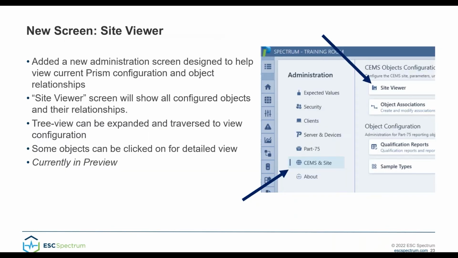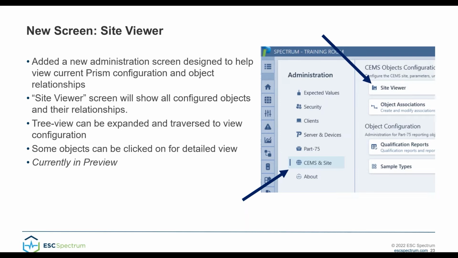Another brand new screen we've added to the administration section is called a site viewer. So pretty excited about this. This allows you to visually see how a lot of your Prism objects are set up and configured in the system and how they relate to each other. So it's kind of like a tree view, and you can drill down and see, okay, start at the plant level. Here's my different units. Here's the different tags and instruments that go into that unit. It shows you all the different associations and allows you to click on those and then see details for each one of those objects in the tree.